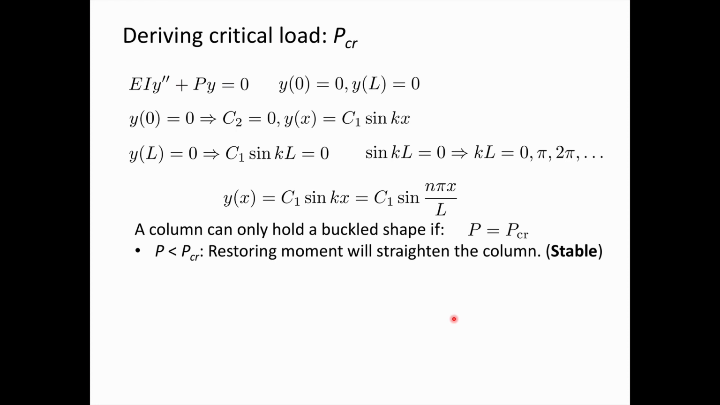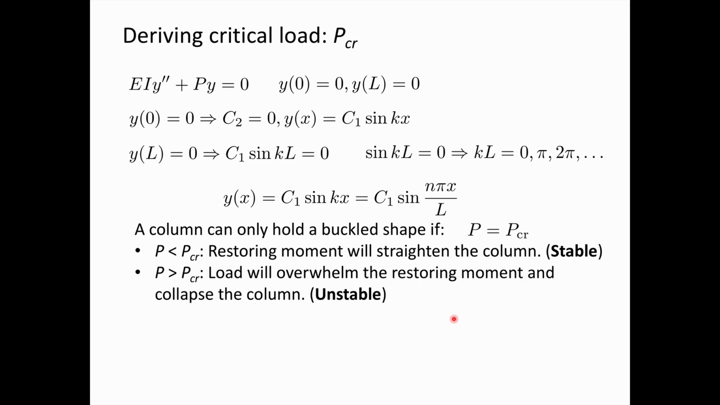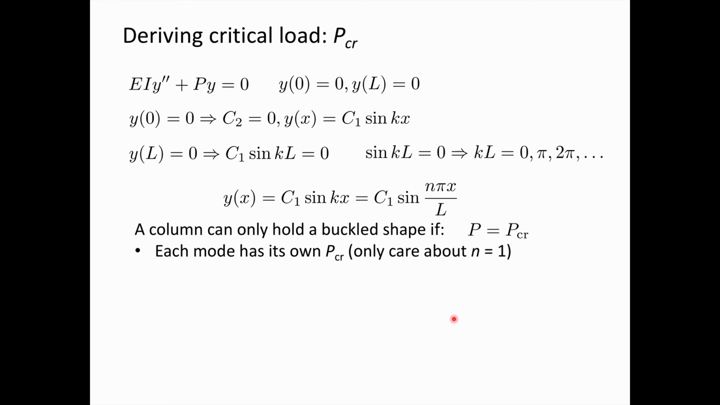We can observe that a load less than this will result in a restoring moment that will straighten out the column because of the elastic nature of the material. If we have a load that's larger than that, then the load will overwhelm the restoring moment and we'll no longer have equilibrium. We'll have a net force or a net moment, and we're going to have acceleration and collapse.